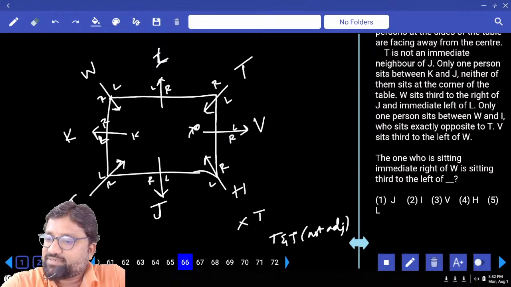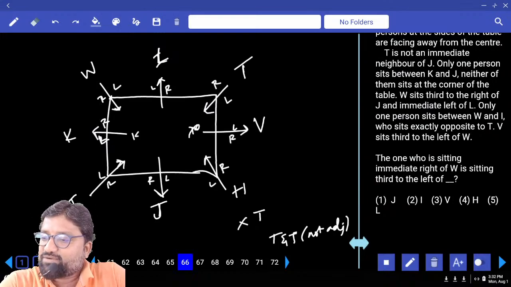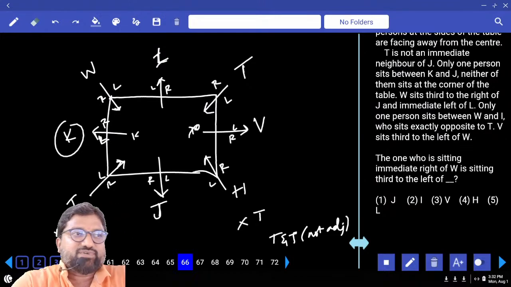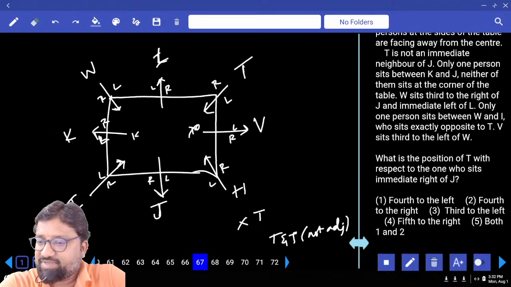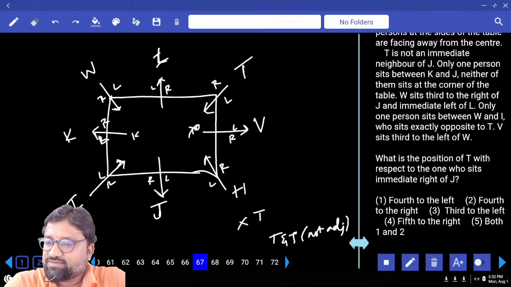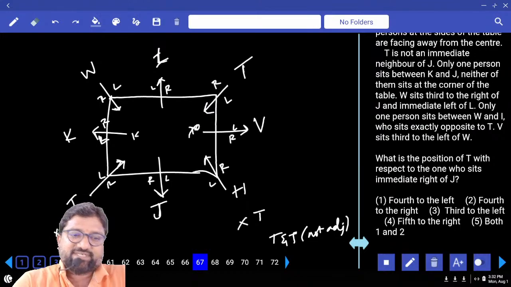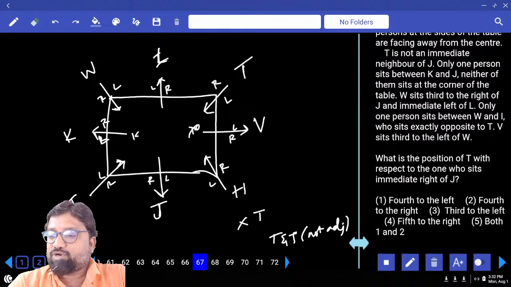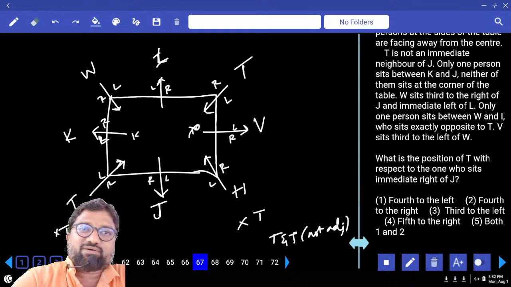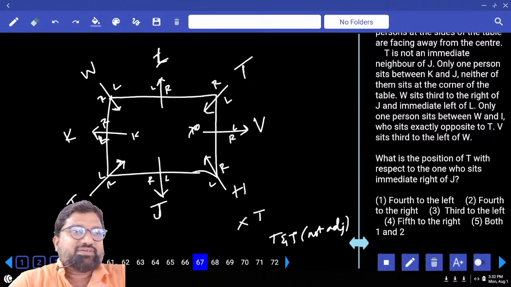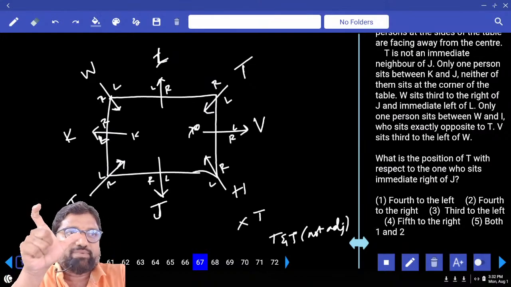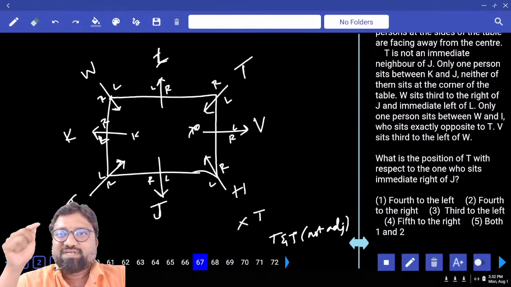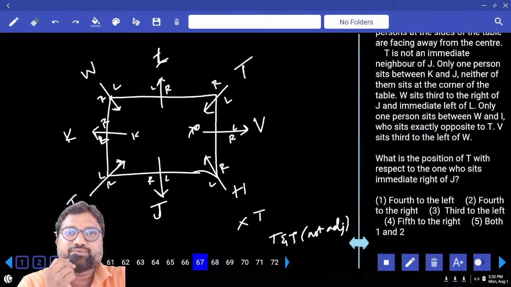Who is sitting to the immediate right of W, the one who is sitting third to the left of...? Immediate right of W is K. K is third to the left of H. Question 67. What is the position of T with respect to the one who sits to the immediate right of J? Immediate right of J is I, and you are talking about the position of T with respect to I. Both of them are in opposite positions, so it can be either fourth to the right or fourth to the left. Understood? When 8 people are sitting around a circular table and 2 people are sitting in opposite positions, their positions will be either fourth to the right or fourth to the left. I have both in the options, so my answer is both 1 and 2.